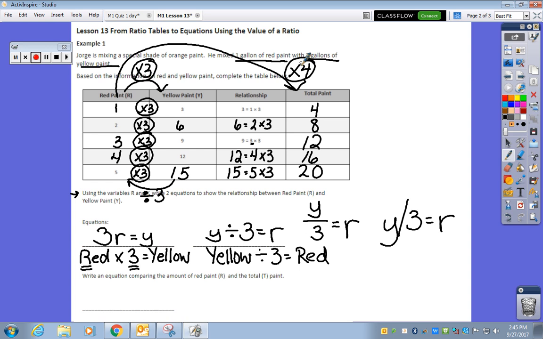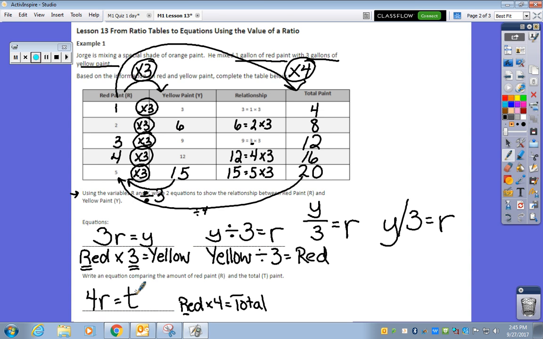Now going backwards, that means we're doing the inverse or opposite operation with the same number. So to get from total paint back to red paint, I would be dividing by 4. It doesn't ask us to write 2 equations, but we will. So the first equation is our multiplication equation. So we took our red, we multiplied it by 4, and we got our total. Again, when we write our multiplication equation, we're going to put our number first, so 4, followed by the variable, r for red, and that's going to equal t for total.